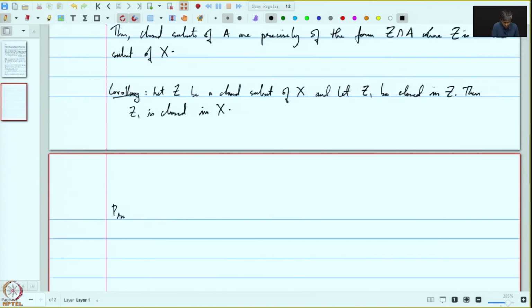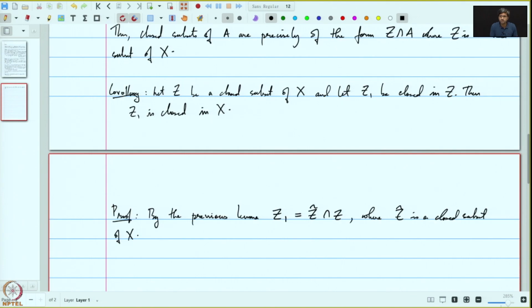The proof of this corollary is very similar. By the previous lemma, this subset Z1 we can write as some Z tilde intersection Z, where Z tilde is a closed subset of X. And as the intersection of closed subsets is closed, this implies Z1 is closed in X.